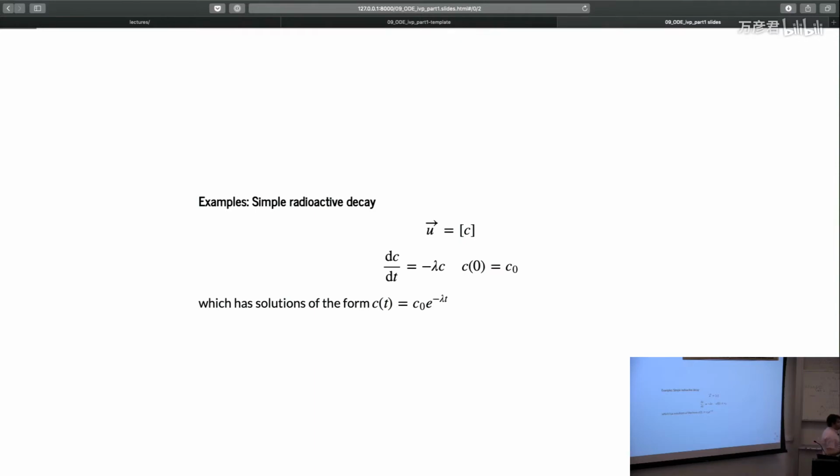We can solve this given our initial condition C0, and it's just the exponential function. C naught e to the negative lambda t.